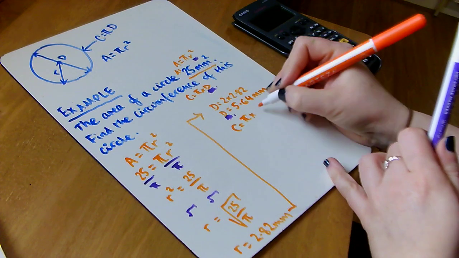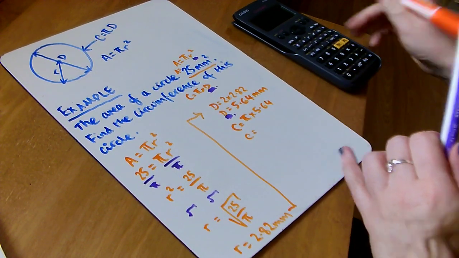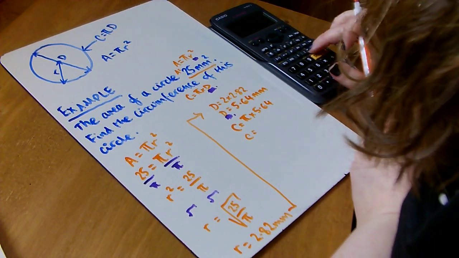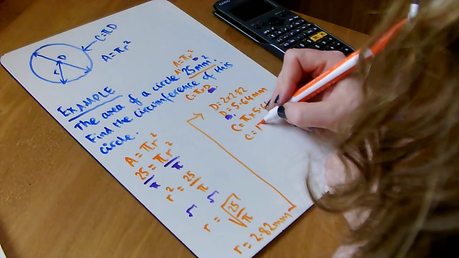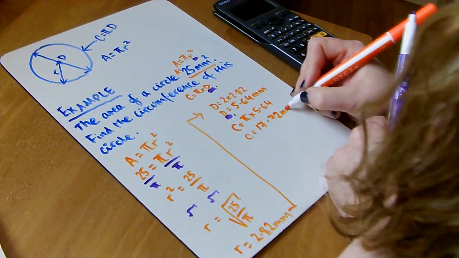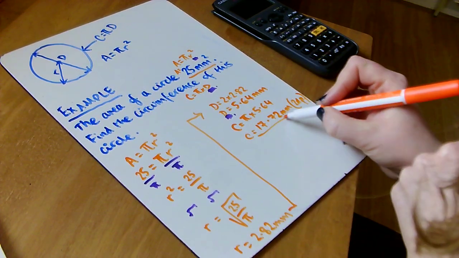So pi multiplied by the diameter, which is 5.64, which is 17.72 to 2 decimal places.